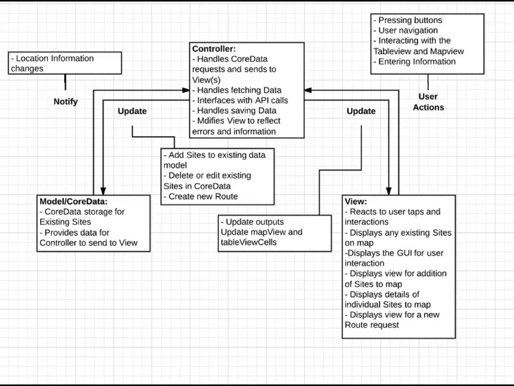The view reacts to user taps and interactions. It displays any existing sites on the map. It displays the GUI for user interaction, and it displays views for addition of sites to the map. It displays details of the individual sites to the map and shows the view for a new route request. The updates the controller sends to the view are the outputs, such as the text labels, the map, the table views, everything that the user can look at.